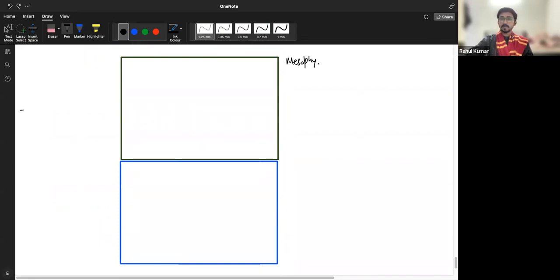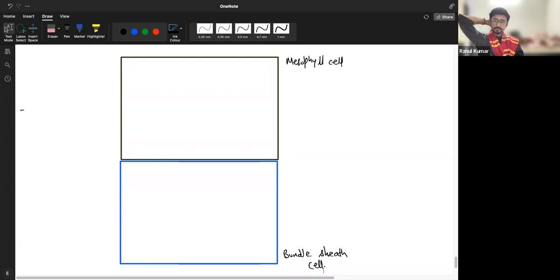Can anyone who has studied tell me what is a mesophyll cell? What is mesophyll? No, so you did not study. Okay, so the homework stands. You have to go back and figure out what is a mesophyll cell.